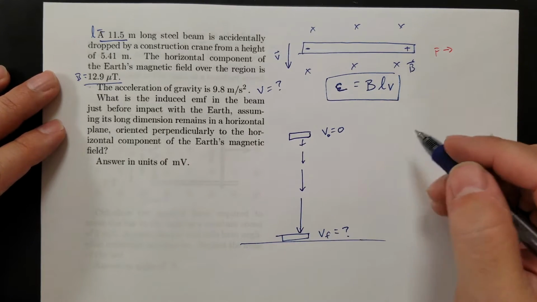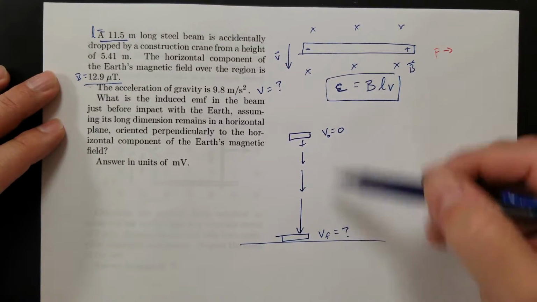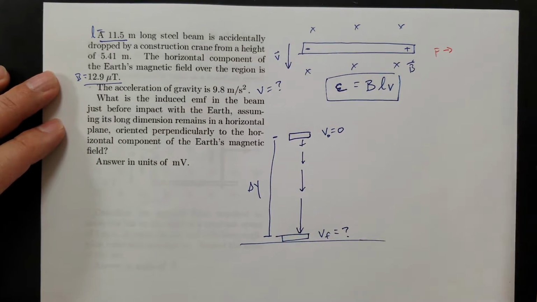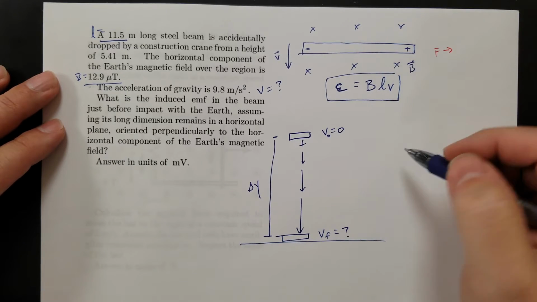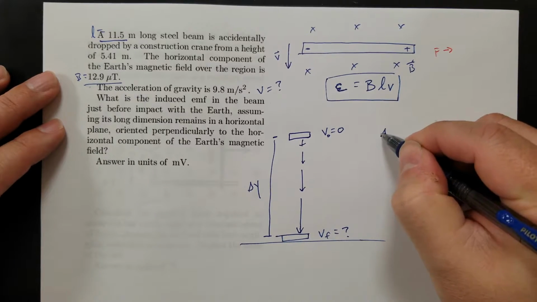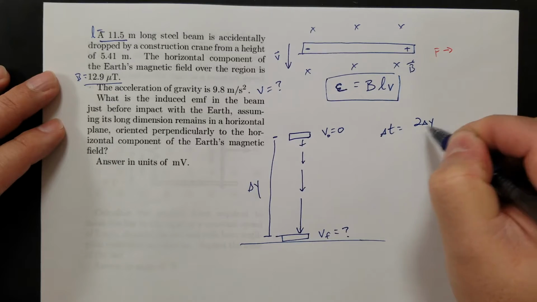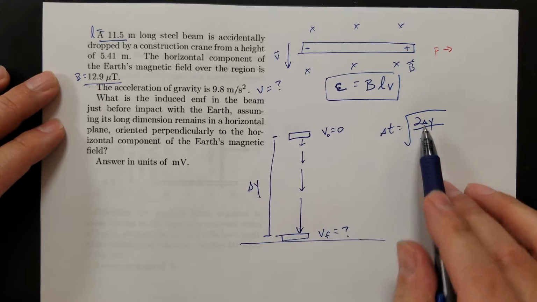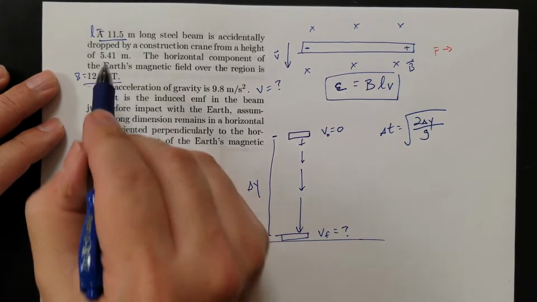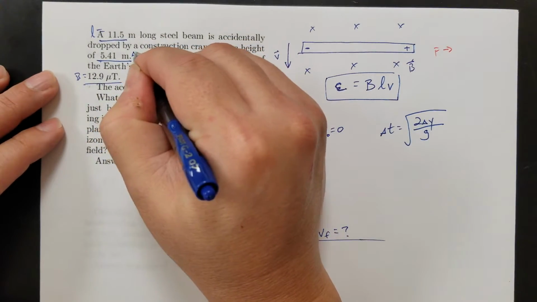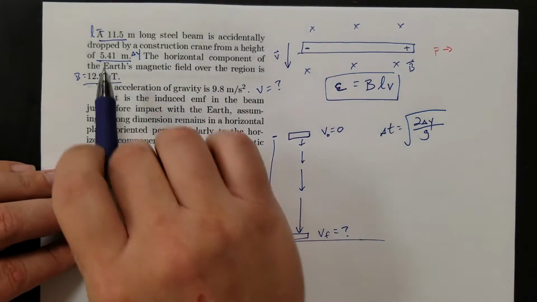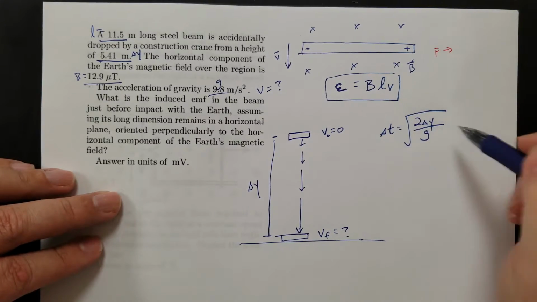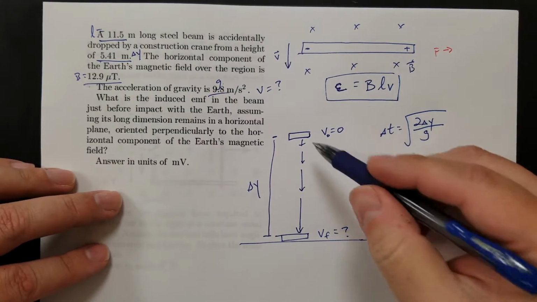Well, think back to Physics 1 stuff. If you drop anything from a height, I can use the height to tell me the time. So remember, time is the square root of 2 times the height divided by g. Am I given the height? Yeah, 5.41, that's my delta y. I could plug that in here, g is 9.8, and I can solve for delta t. So now I know the time it took to fall.